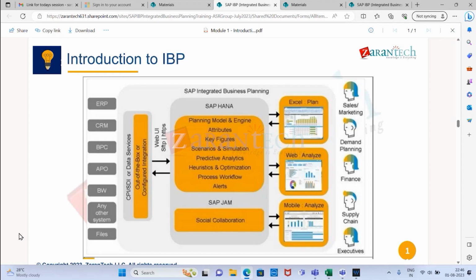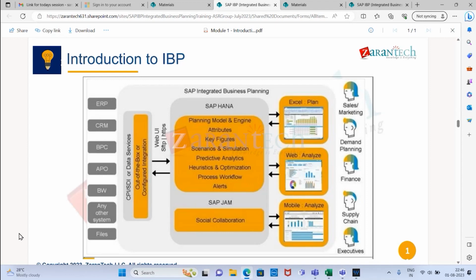So on the right-hand side, after the processing of the meaningful information, IBP gives you the data which you can use to plan better, which you can use to improve. It can give you the output in a simple Excel format, using graphical representation, or even with the data sets. So it can generate the plan in Excel, which is extremely user friendly.